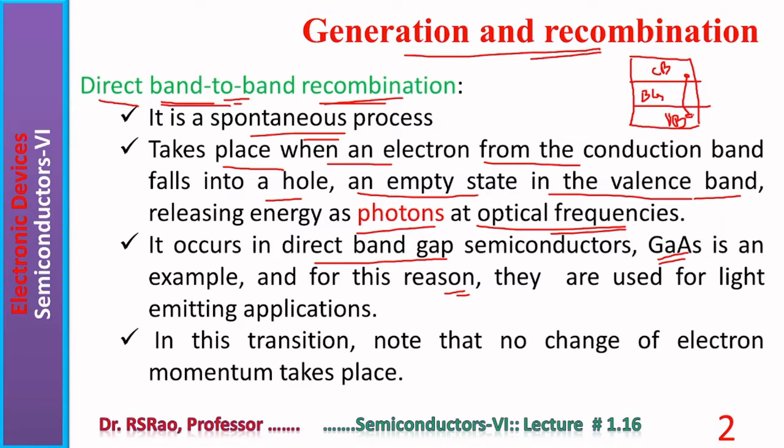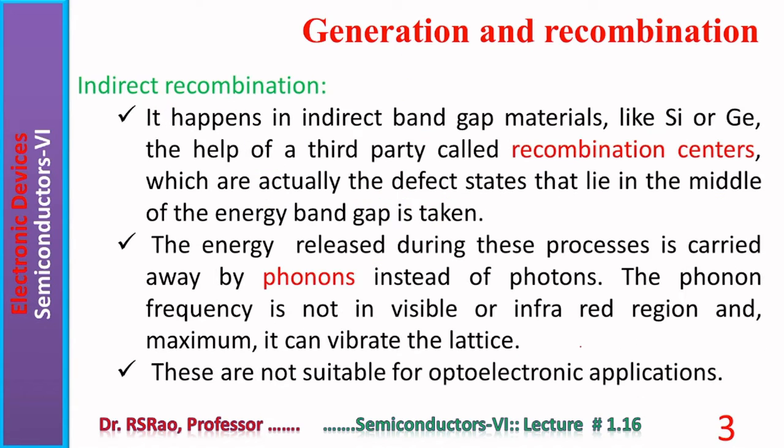We are going to see there are other ways of recombination too, where electron fall from conduction band to valency band is in steps, more than one. In band-to-band recombination, it is direct, a single step process. It is spontaneous. It occurs in certain type of materials like gallium arsenide. Here, in this process, there is no change of electron momentum.